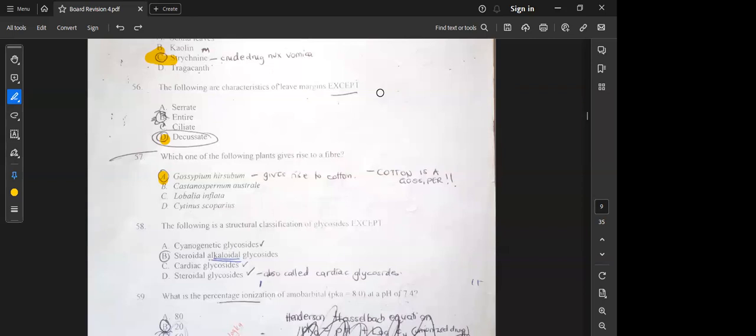And the other one, cytinus, is a flowering plant that belongs to the family Cytinaceae. It's a parasitic plant that lacks chlorophyll and depends on the roots of other plants for nutrients. B has antiretroviral activity. Okay, thank you.